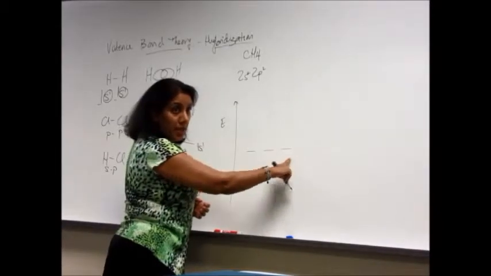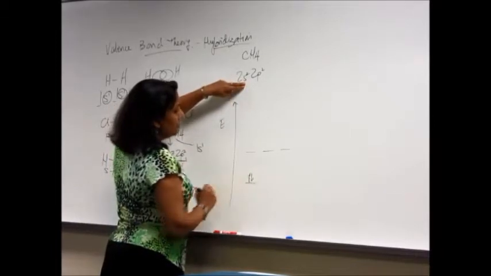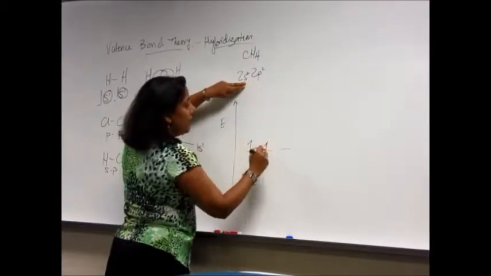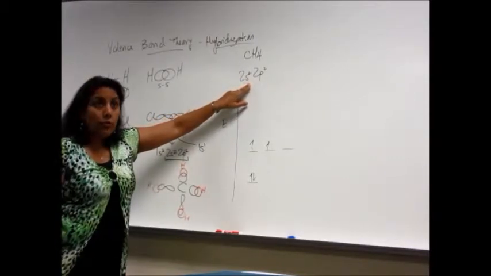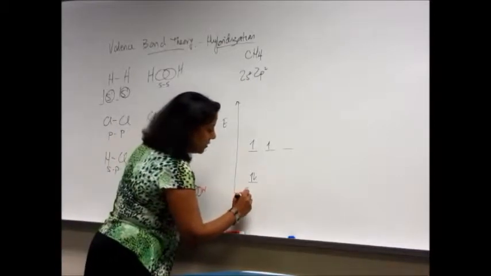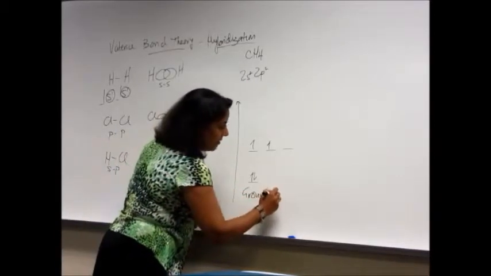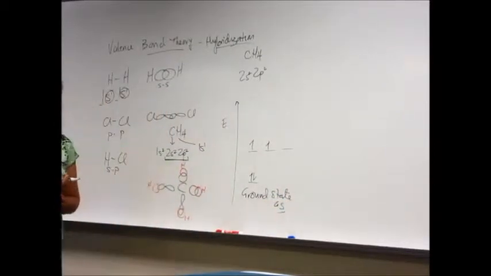Remember there are 3 P: X, Y, Z. And then here's the S. So in the S, I have 2 electrons, and in the P, I have 1 electron each. That's how you would fill out the box configuration for carbon. Over here, this is called the ground state, and you can call that GS for shorthand if you want to.